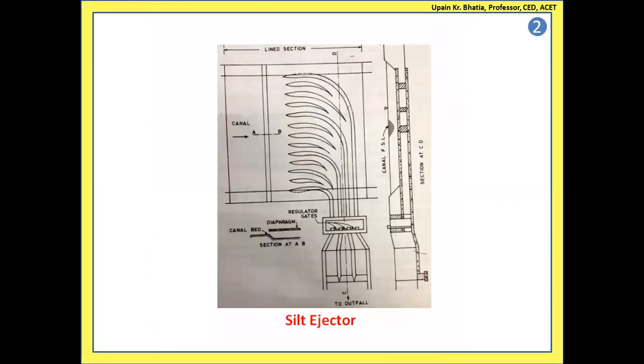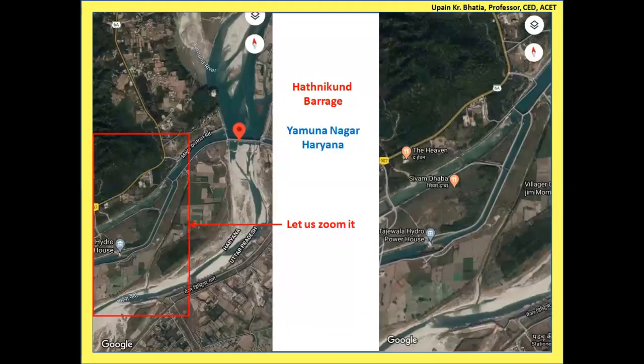So this is the diagram that is available in the books. You have already considered it. In the last lecture, we also discussed the practical situation where the silt ejector was provided. So we took the example of Hathnikund Barrage, that is in Yamunanagar district of state Haryana, where we have a barrage which is constructed on Yamuna River, and this barrage basically feeds two states.